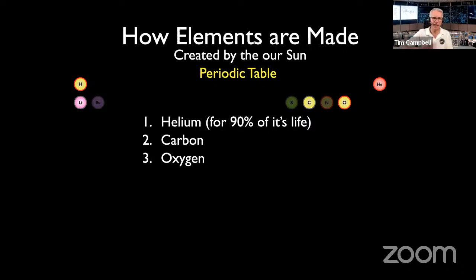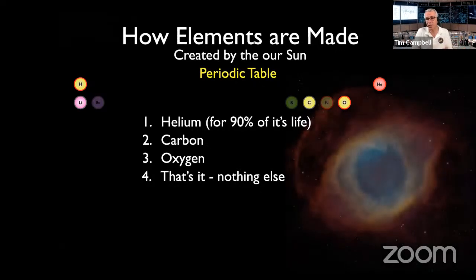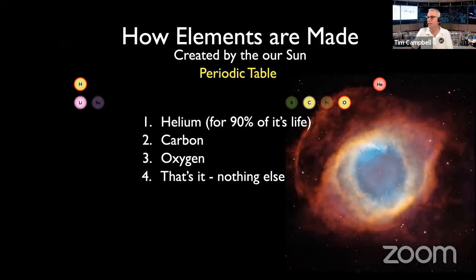Those get made by side effects processes. I'll talk about that a little bit later. And that's it, nothing else. Our star isn't massive enough to fuse any element heavier than oxygen. Most of its life, it's just going to fuse hydrogen into helium. And that's what it's doing right now. It's not making any oxygen.